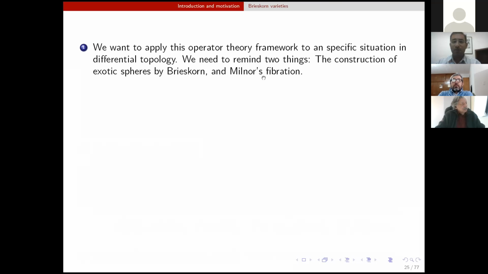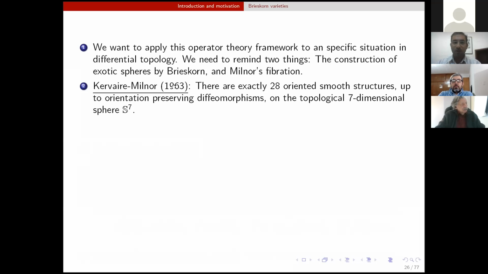exotic spheres. So I need to remind you of two facts, two beautiful things in singularity theory, discovered more or less by John Milnor and this German guy, Brieskorn. So let's do that. I'm going to take like 10 minutes on this background about differential singularity theory. So Milnor and Kervaire, right? They proved that there are exactly 28 oriented smooth structures on this topological 7-dimensional sphere.